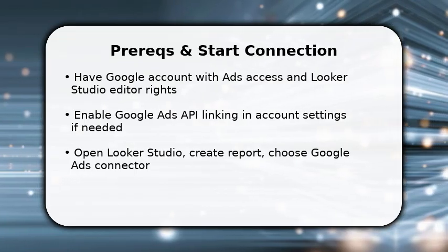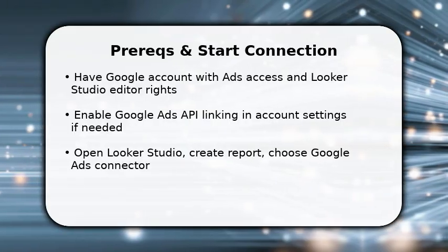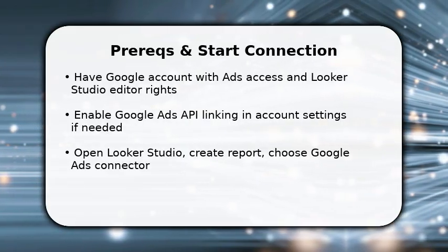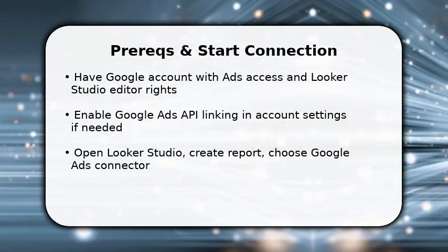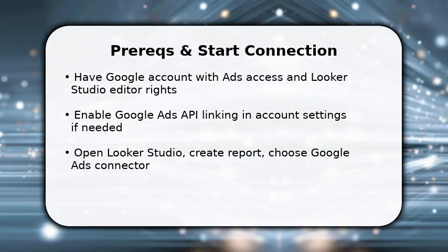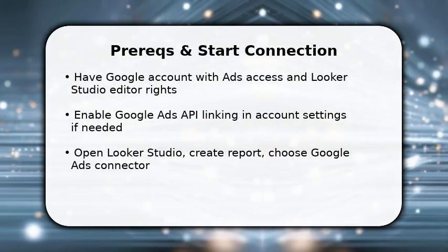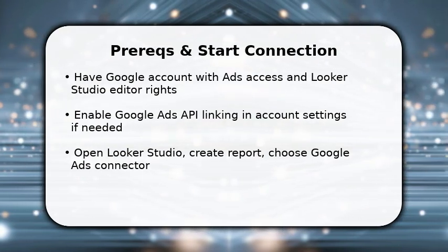Select the Google Ads connector, sign in, and grant the connector permission to pull data. Make sure to choose the correct ads account and MCC if you manage multiple accounts. Once done, select a campaign view or account-level metrics as your initial data source, and add a blank chart to verify the feed. Next, configure what you'll analyze.